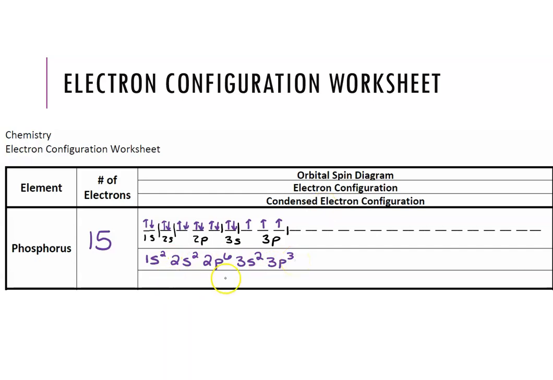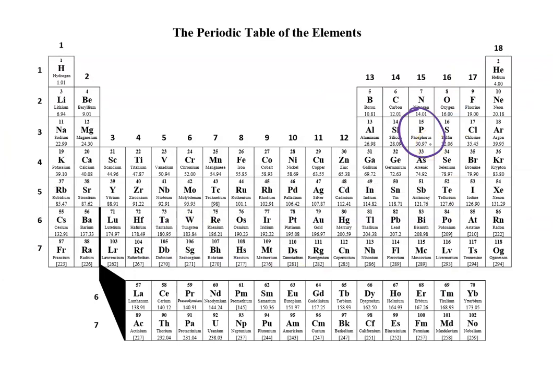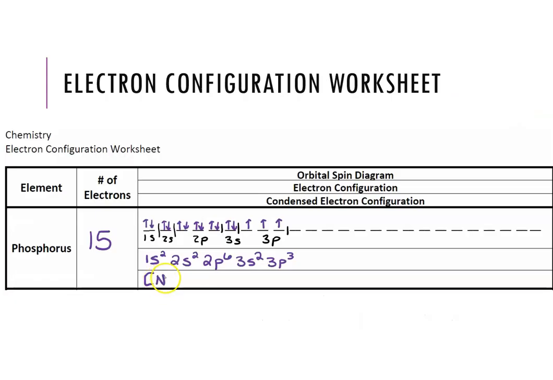All right, and then for the last line, I'm going to do the condensed electron configuration. So for this, I'm going to go back to my periodic table. So on my periodic table, I found phosphorus. So what I'm going to do is go to the previous line all the way to the end, to the noble gas that is above phosphorus. So neon is above phosphorus. So I'm going to start by writing the symbol for neon in brackets. So I'll put neon in brackets.